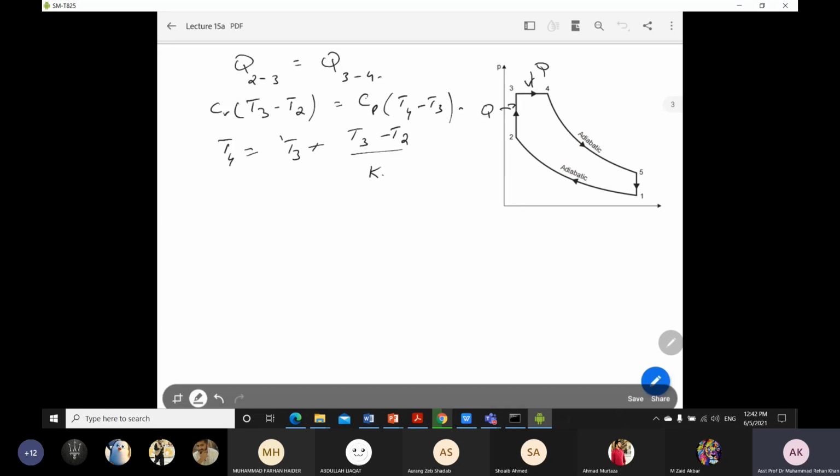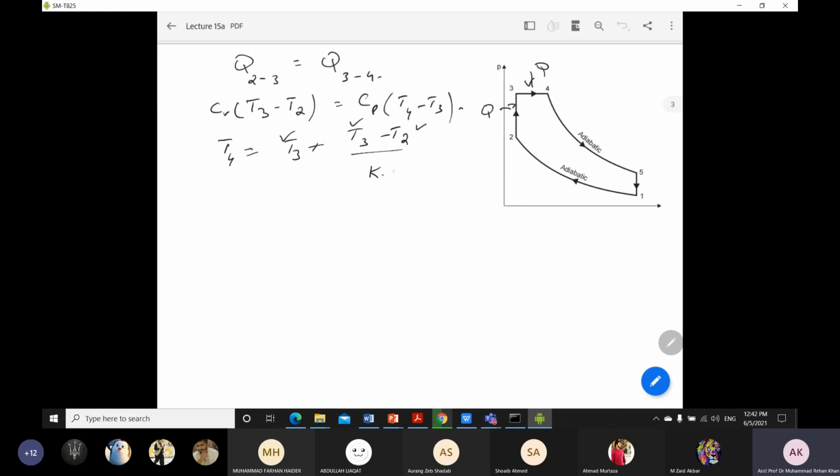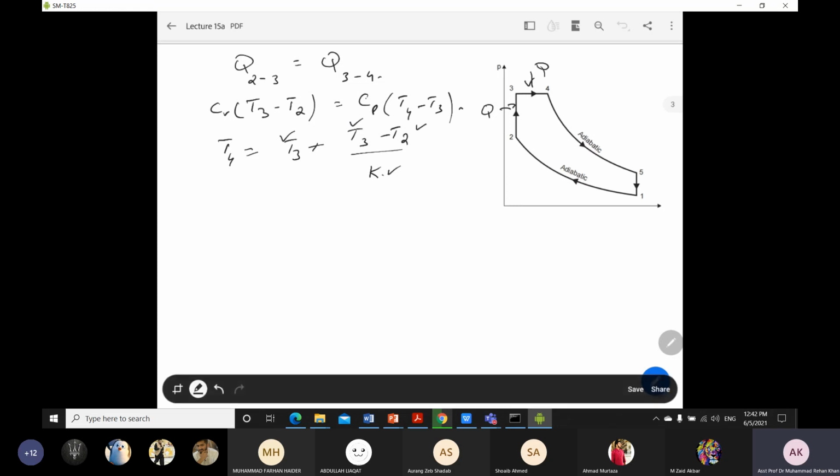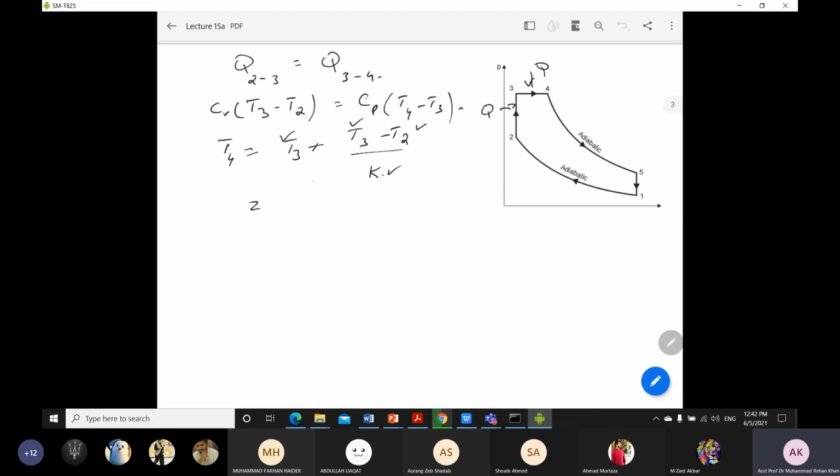Okay, so now we have the value of T3 with us, T2 is also known to us, and k value we can easily find from the thermodynamic table A2, which is 1.4 for air. So we can just plug in the values: T3 value 1400 minus 6.2, and then the value of k is 1.4. From this we can solve it, and it turns out to be 1767 Kelvin. So now T4 is also known to us.